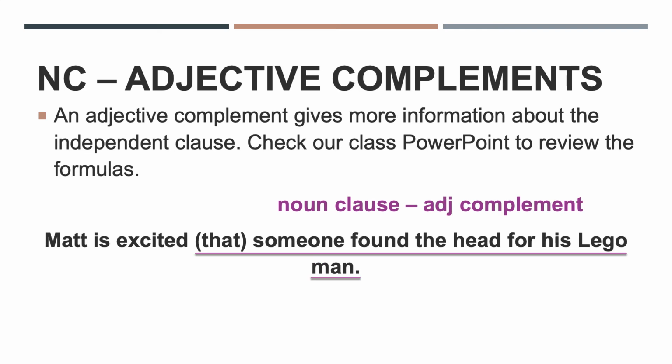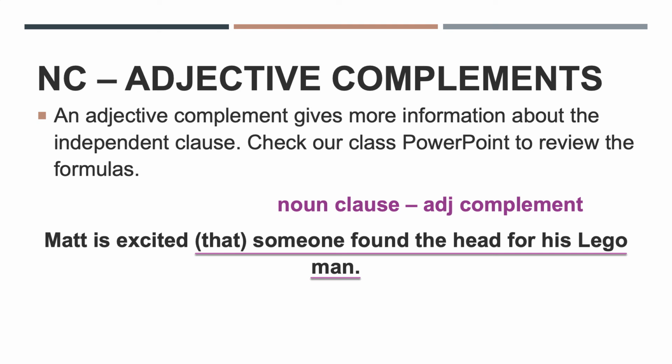The last use for noun clauses involves adjective complements. Adjective complements provide more information about the independent clause. So if we look at the example, Matt is excited that someone found the head for his Lego man. Technically, if you look at the independent clause, Matt is excited, this is considered a complete sentence. But if we just say Matt is excited, we don't get much information about it, correct? We want to know what makes Matt so happy. So by giving it a noun clause, we get to know more about what makes him happy.